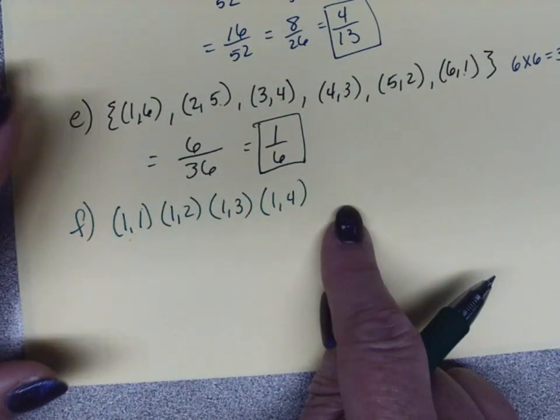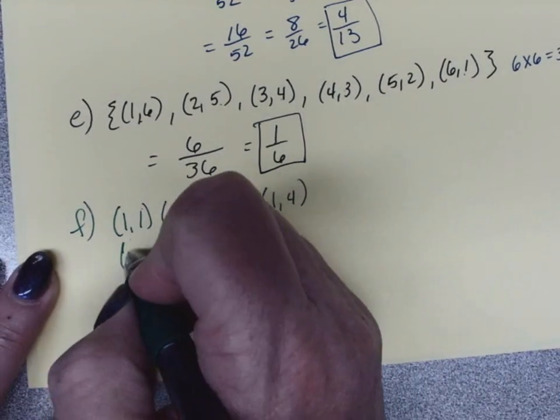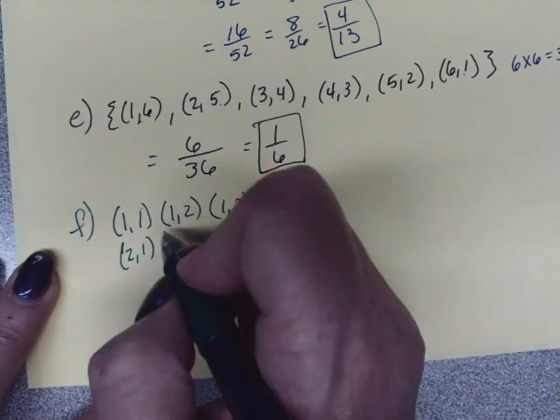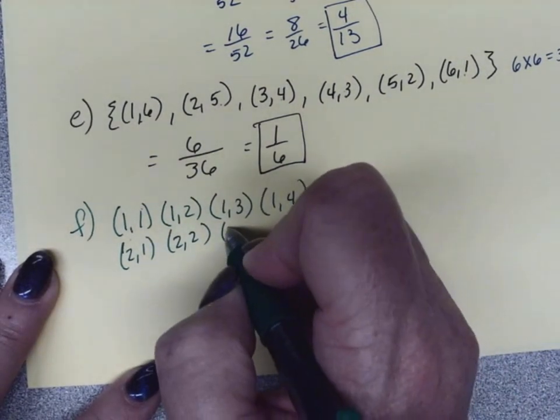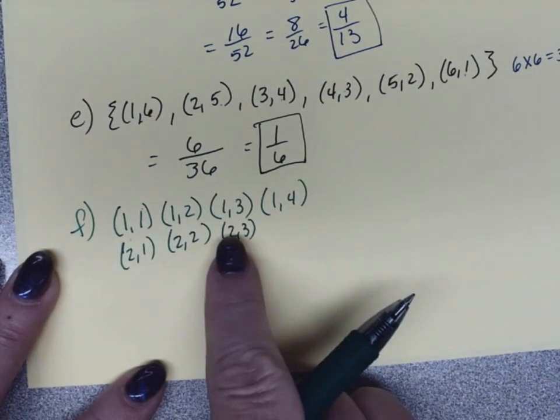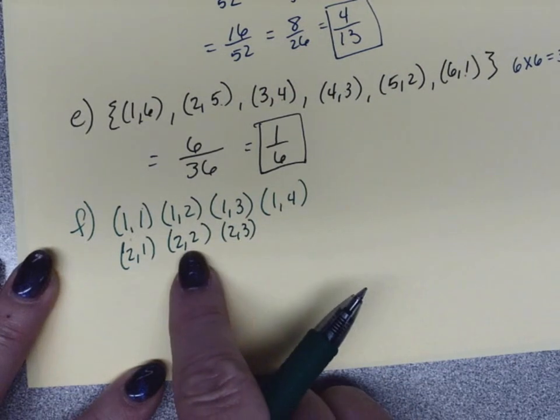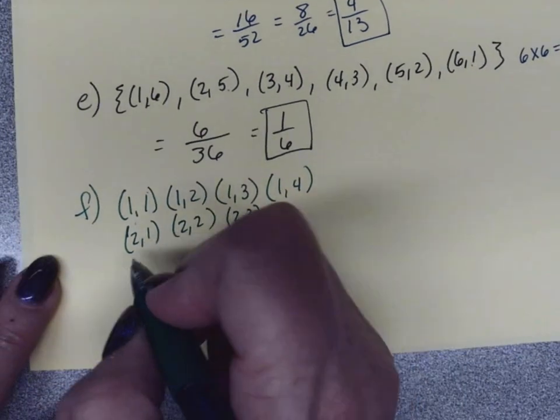So we need less than 6. All right, what if I roll a 2 first? I could roll a 2 and a 1, a 2 and a 2, and a 2 and a 3. Because that again equals to 5. That's 4 and that's 3, so we're less than 6.